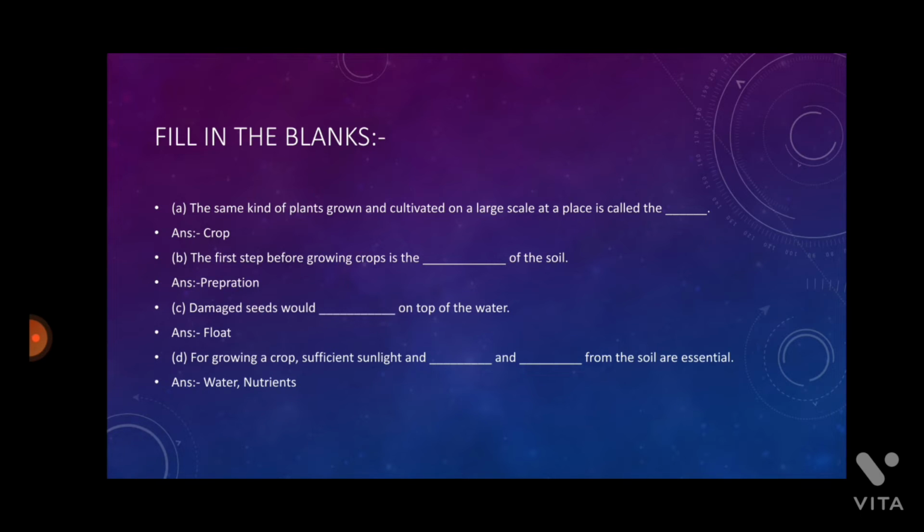Damaged seeds would dash on top of water. Answer is float. The growing of crop, sufficient sunlight and dash from the soil are essential. Answer is water and nutrients.